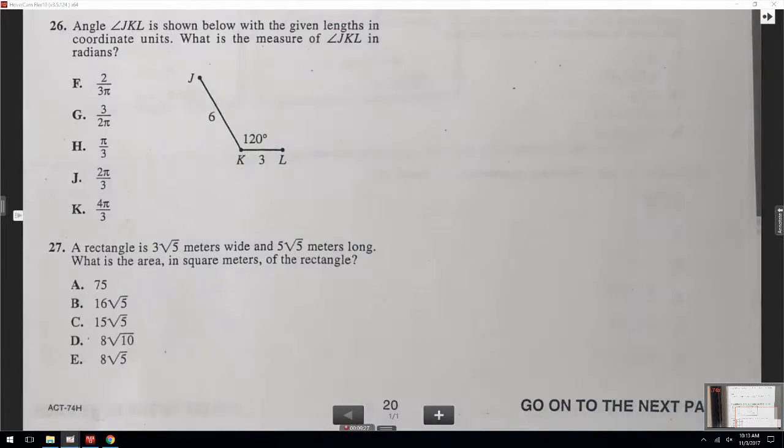All right, here we go. What about 24? Let's see. The question says, what is the measure of JKL in measurements?